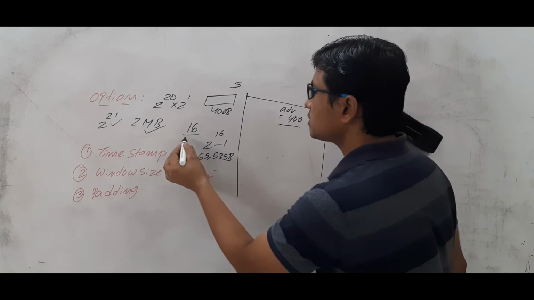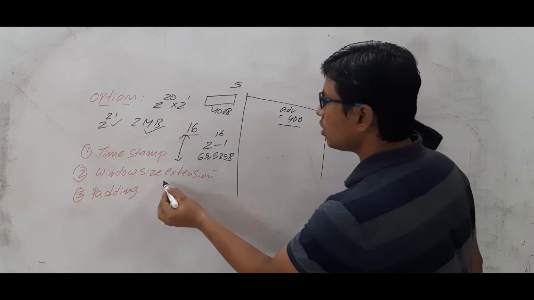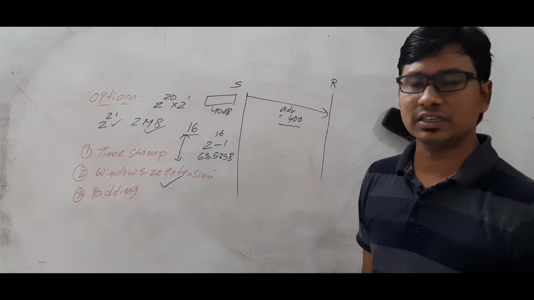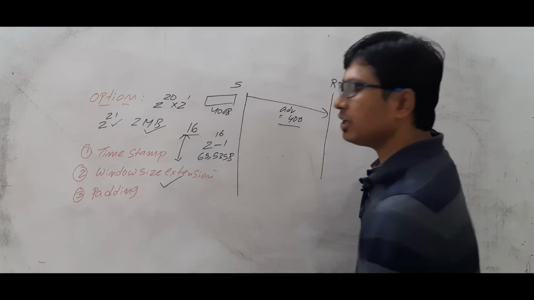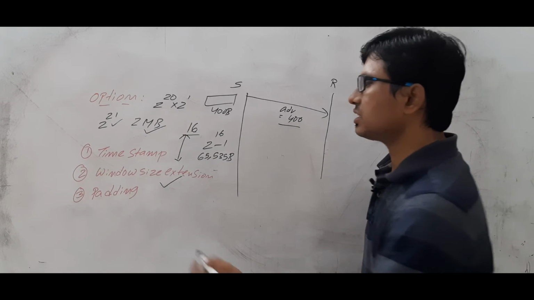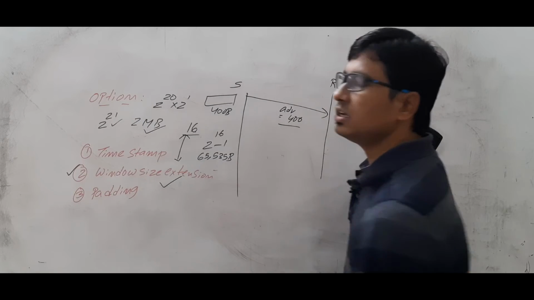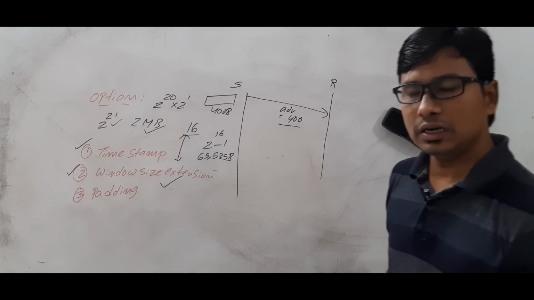Those 5 bits you will take from the options field. That is what we will call window size extension. The first 16 bits you will keep in the window size and the remaining 5 bits you will keep in the options field. Are you able to understand? So this concept we will call window size extension, and already we have discussed the timestamp.